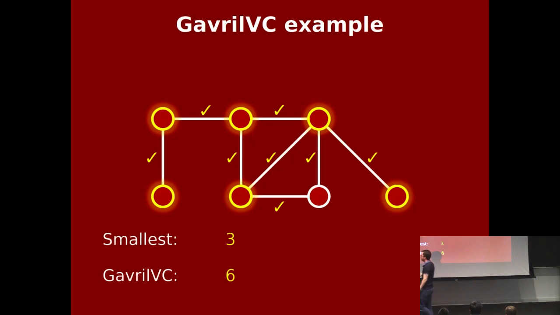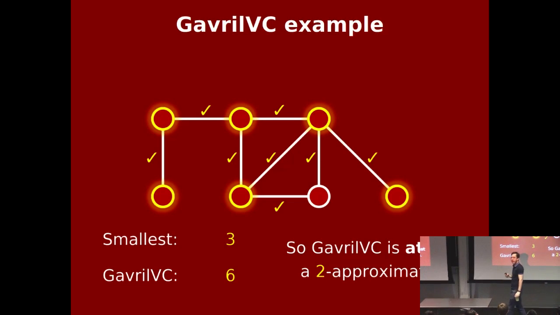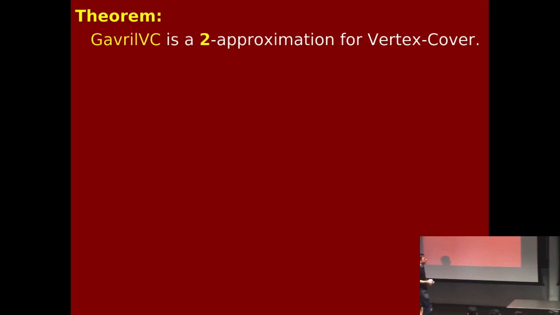The smallest was 3. So right away we know the best possible thing Gavril could be is a factor 2 approximation. Because already there's a little graph where it's giving you something 2 times as bad as the best. But that's the theorem. This algorithm will never be worse than 2 times the smallest. And the proof is going to fit on this slide.